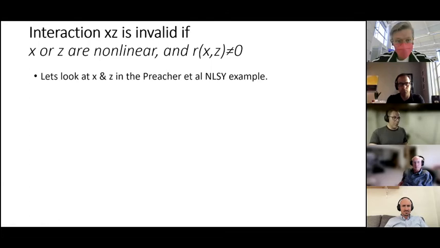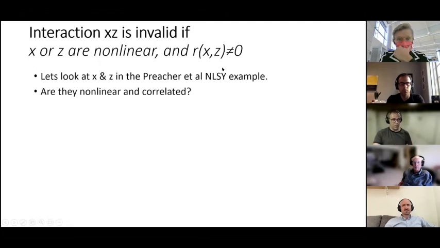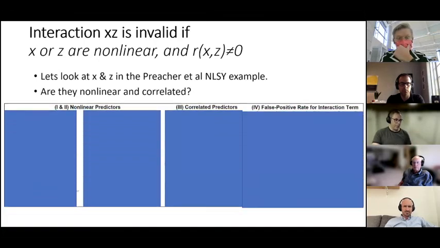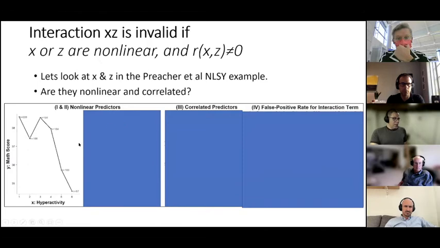Okay, so the interaction is invalid if the X or Z are nonlinear, like we saw before, and they're correlated. So let's go step by step. I take their data. This is the association between X, hyperactivity, and math. It takes discrete values, so it takes some guesswork, but I would not describe that as linear. I would describe that as what I like to call canopy effect. It's like a ceiling that affects just one variable. So it seems like if you're very hyperactive, it's bad for you, but if you're between 1 and 3, it doesn't really matter. So that's not linear.